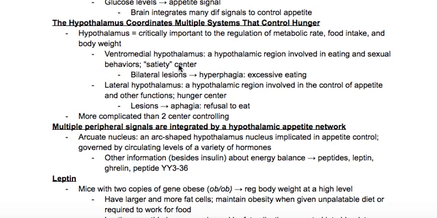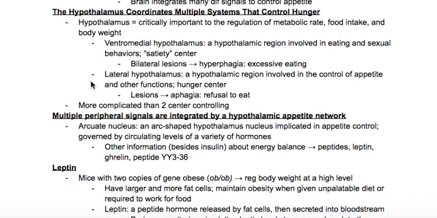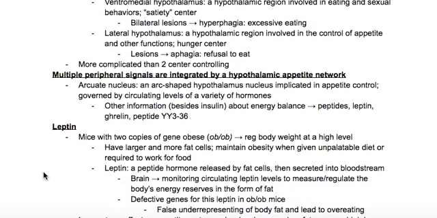It's usually known as the satiety center because lesions in it create excessive eating, which is called hyperphagia. Whereas the lateral hypothalamus is usually associated with the hunger center because lesions in it cause aphagia, which is a refusal to eat. But the control of hunger is more complicated than just these two centers.